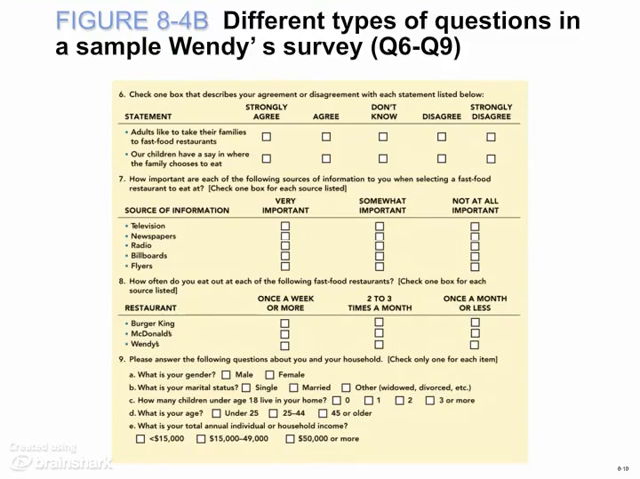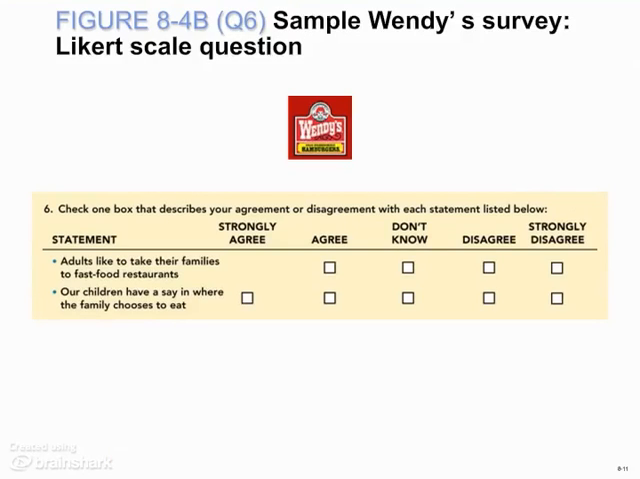This slide just gives you an example of the next few questions on the Wendy's sample survey, questions 6 through 9, that we will discuss. Figure 8.4b is question 6 on the sample Wendy's survey, and this is a Likert scale question. Again, we're looking at another 5-point scale that the respondent is given to choose from, and the respondent indicates the extent to which he or she agrees or disagrees with a statement.